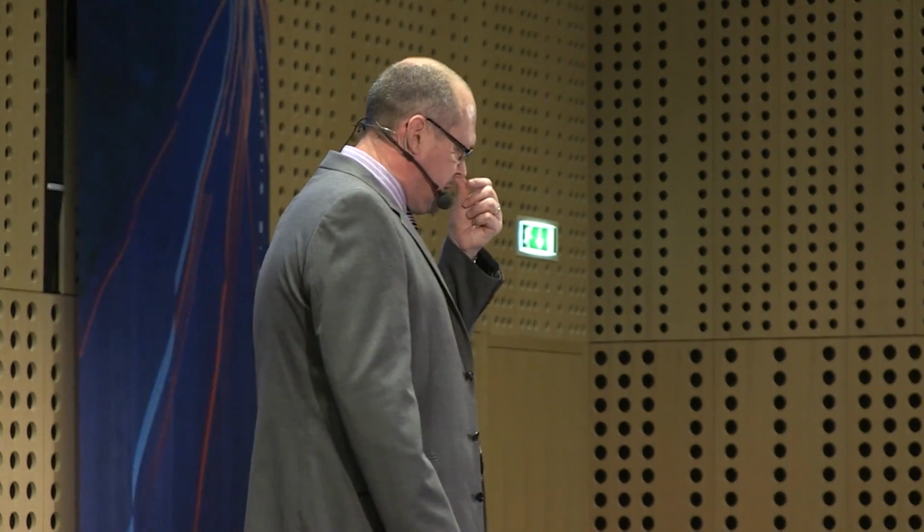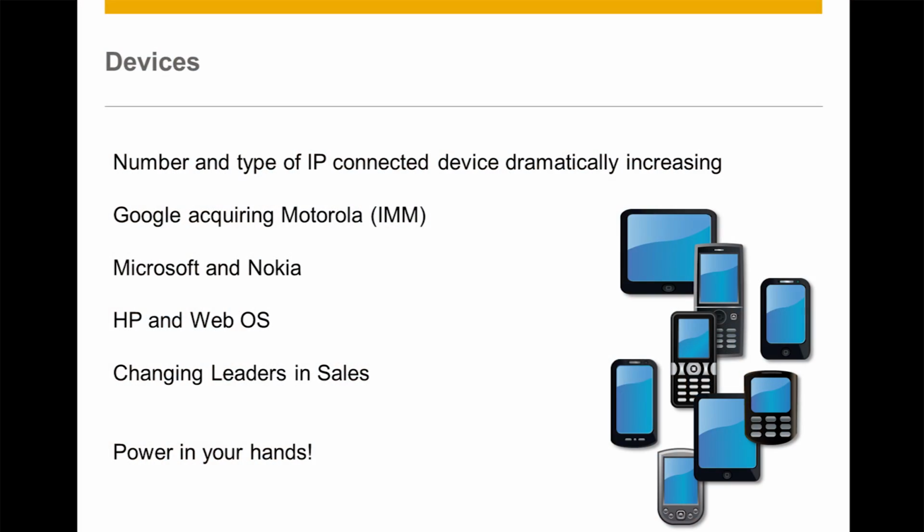So I mentioned devices. We've got a number of mobile devices now. The number and type of these internet protocol connected devices is increasing quite dramatically. Over the last few years we had Google acquiring Motorola Mobility, and Microsoft and Nokia going into a partnership. Who would ever think that? We had HP also acquire WebOS, and then HP possibly decide to take themselves out of the mobile market.